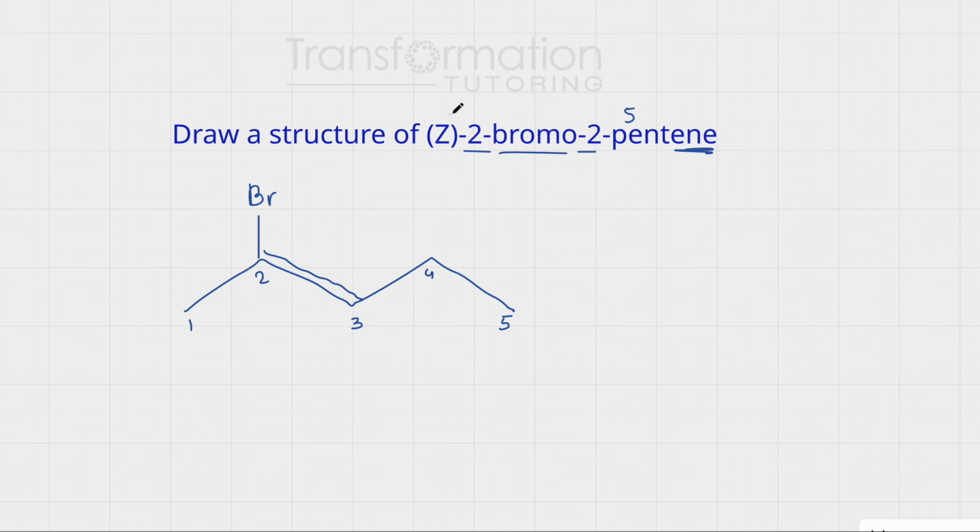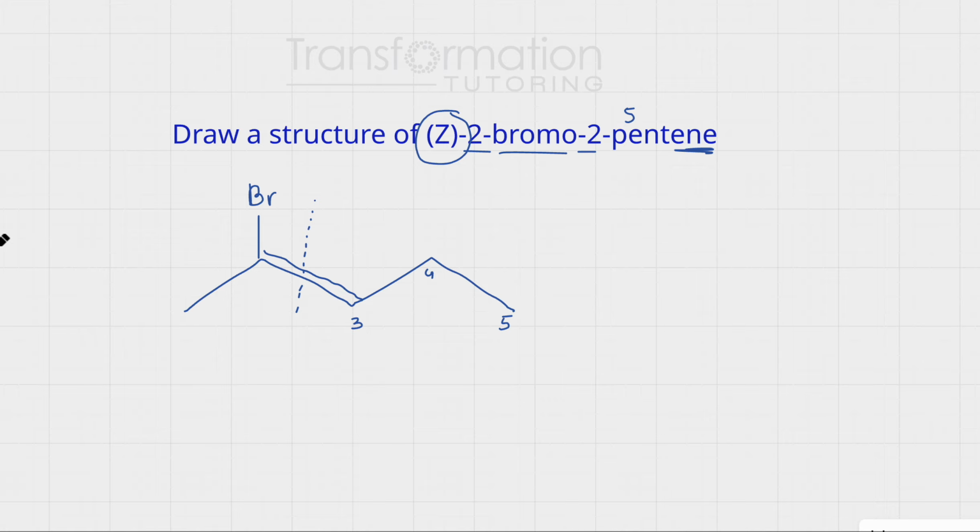Now the last part of this name is the Z configuration. So what I'm going to do is see if the molecule I have drawn is Z or E. If it is Z, I will leave it alone, and if it's E, I will change the 2 groups. What I do is I basically cut my double bond in half, and I look at each half separately.